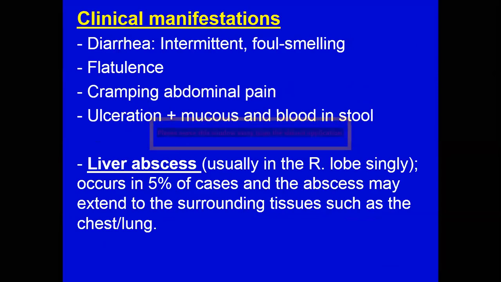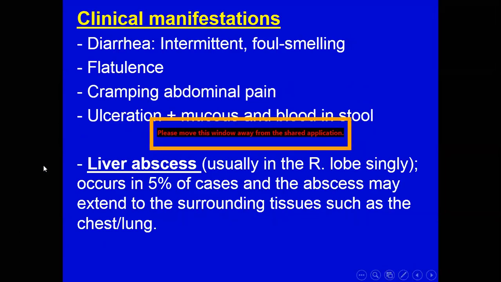Foul smelling stool, as we mentioned with giardia yesterday. Flatulence, gas in the abdomen. Cramping abdominal pain. Ulceration, and this ulceration could lead to mucus and blood in the stool, dysentery.